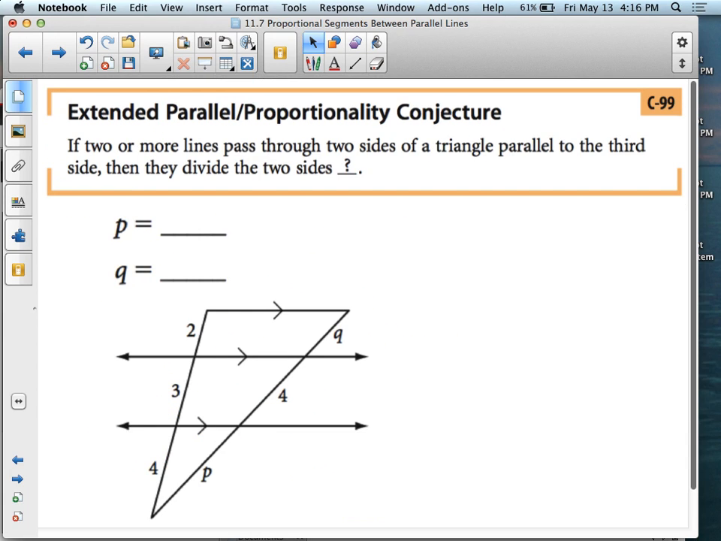Moving on, we have our extended parallel proportionality conjecture. Suppose we have two or more lines passing through sides of a triangle that are parallel to a side. Won't it just divide them proportionally as well? So let's see if we can solve for P and for Q.